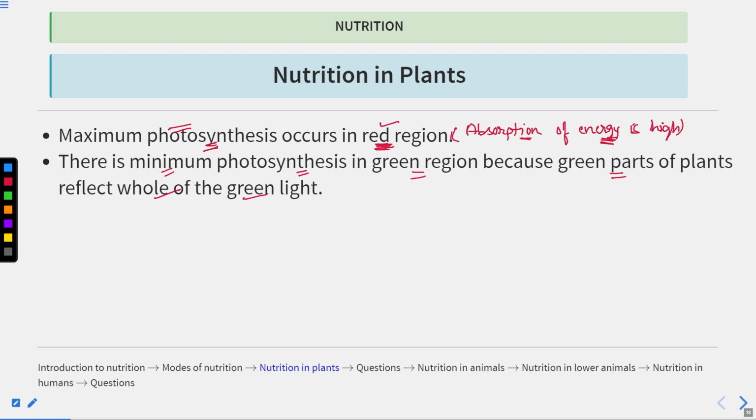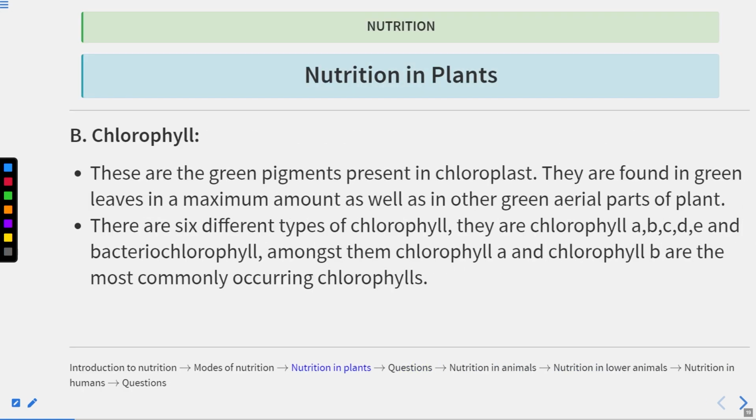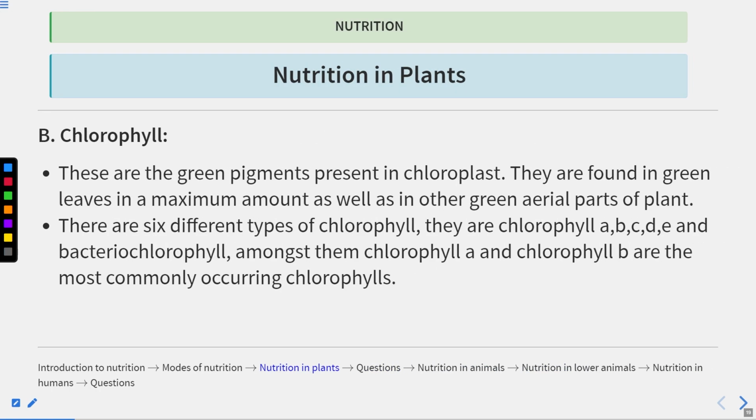I would like to also mention how you can measure the rate of photosynthesis. By oxygen evolution. If the rate of oxygen evolution is high, it means photosynthesis is high. So this is one of the methods for measuring the rate of photosynthesis. When the plants are exposed to red light, the rate of oxygen evolution will be very high, and you can say the photosynthesis rate is very high.